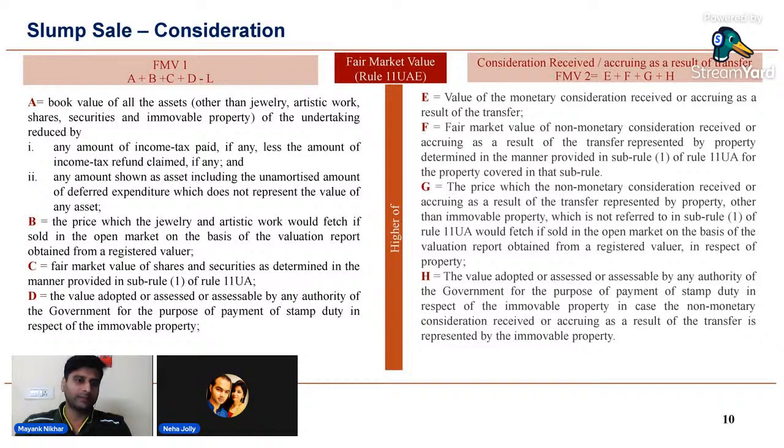B is the price which jewelry and artistic work would fetch if sold in the open market based on a valuation report through a registered valuer. Again, you have to do a separate valuation for jewelry and artistic works. If you have shares and securities as investments, it has to be done as per Rule 11UA. Rule 11UA is similar to FMV1. D says, for immovable property, similar to point H, the value adopted by any authority of the government for the purpose of payment of stamp duty in respect of immovable property. So stamp duty valuation for immovable properties has to be carried out to arrive at the value for D.